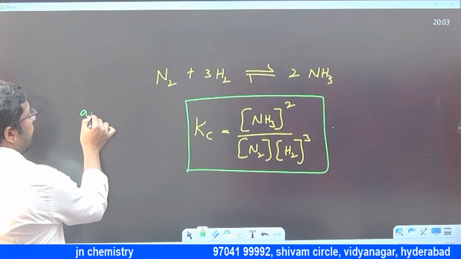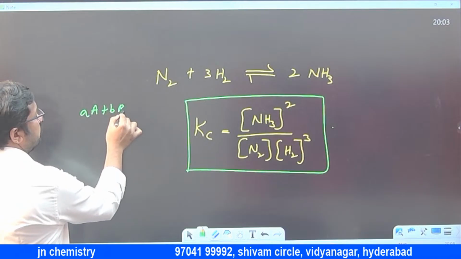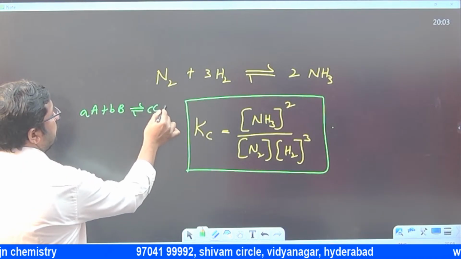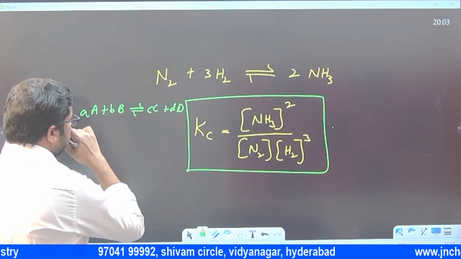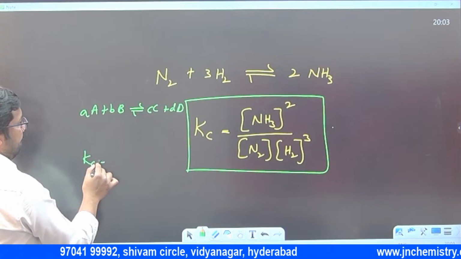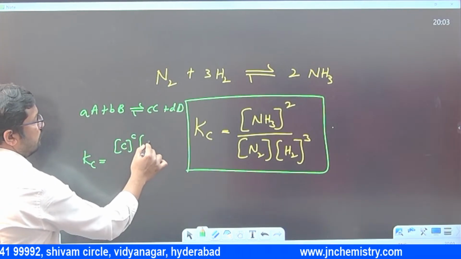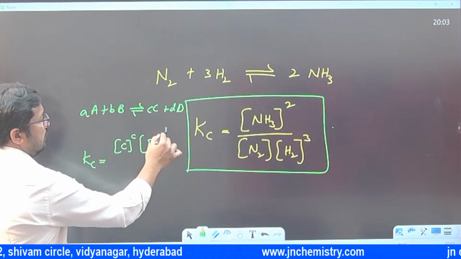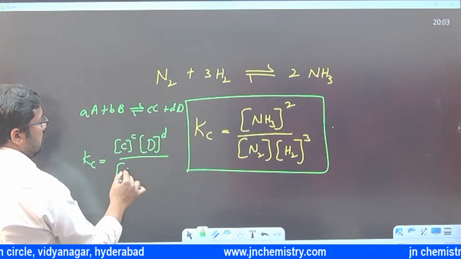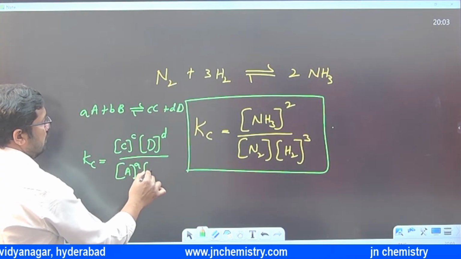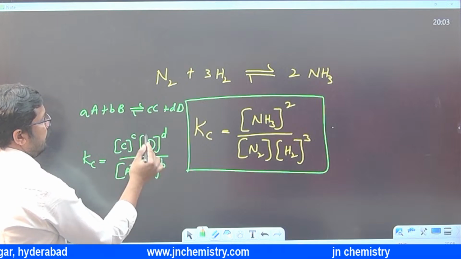For example, aA plus bB gives cC plus dD. How can we write Kc? First we have to write the products: concentration of C to the power c, into D to the power d, by A to the power a into B to the power b.